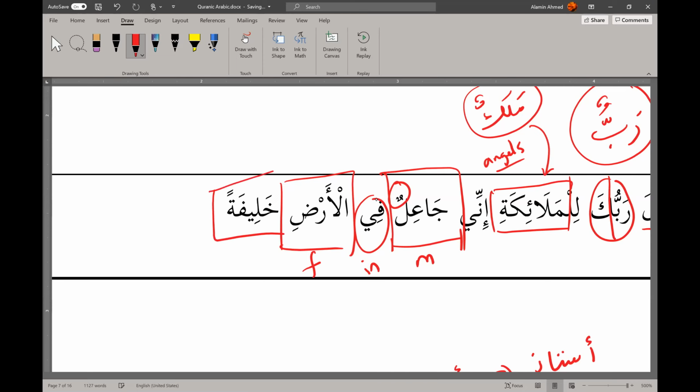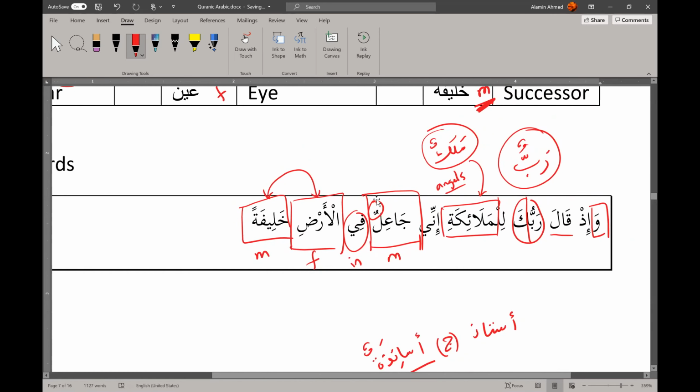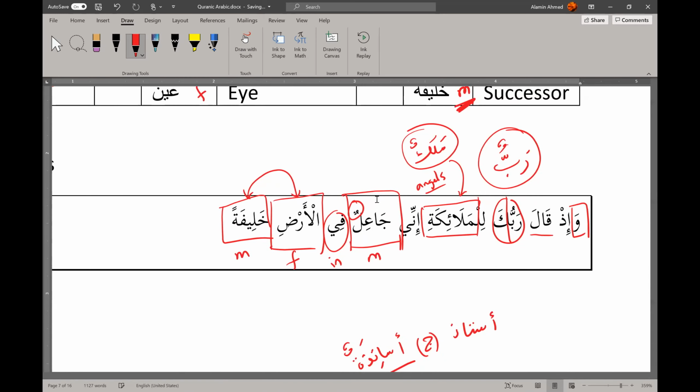Now here's another word, khalifa. This is so funny because look at this contrast. The word earth doesn't have ta marbuta, but it's feminine. But khalifa has ta marbuta, and this is masculine. So I thought this verse would be very interesting, and this is from Surah Baqarah.